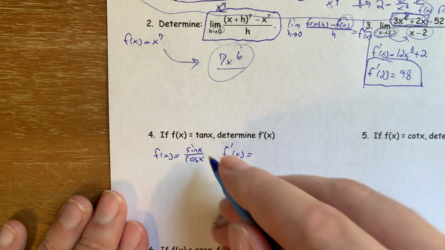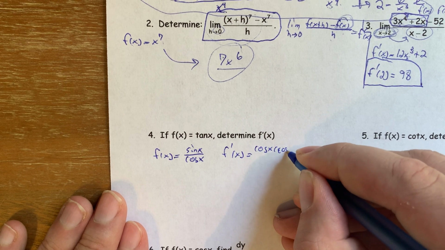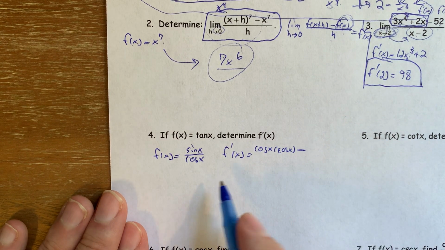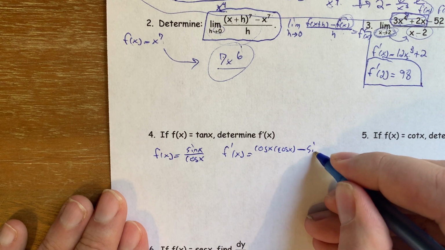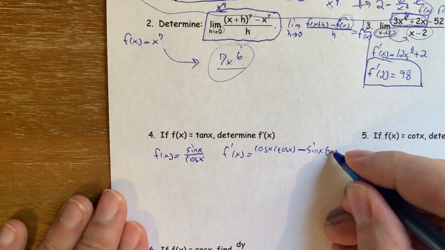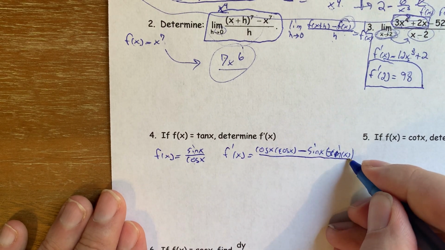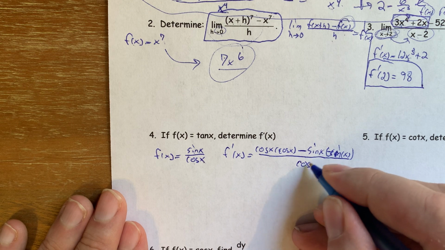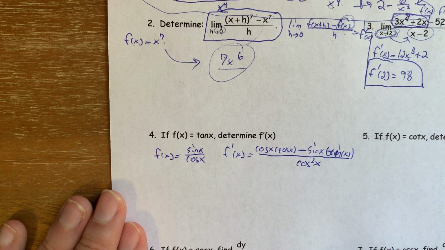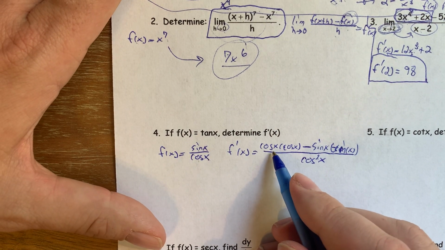sine of x, the derivative of the top, times the bottom, minus, we leave the top alone, times the derivative of the bottom, negative sine of x, sorry, the derivative of cosine is negative sine of x, over the bottom squared. So there's the quotient rule. And hopefully you can simplify this on your own from earlier, but if not, let's try it.